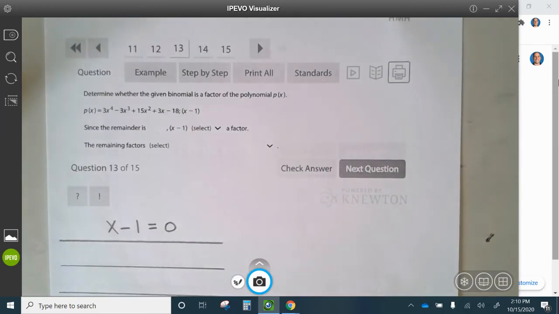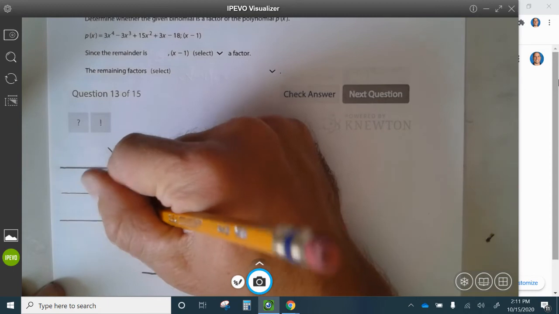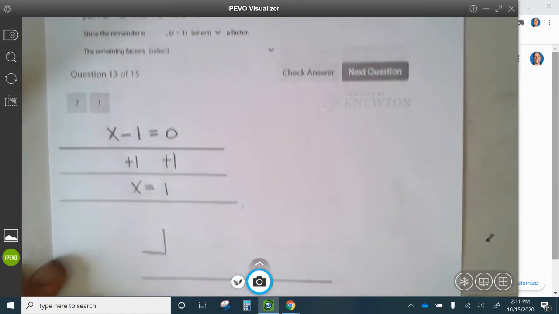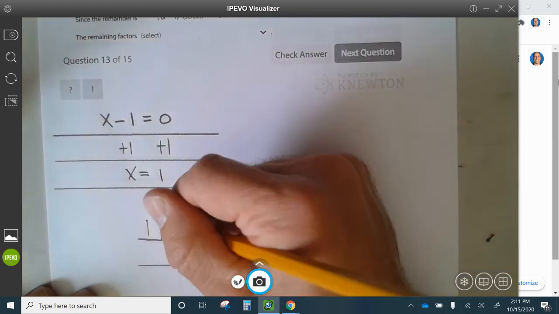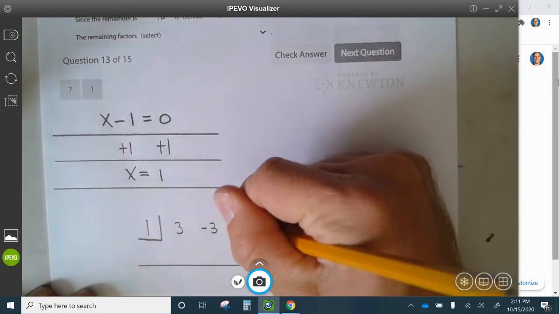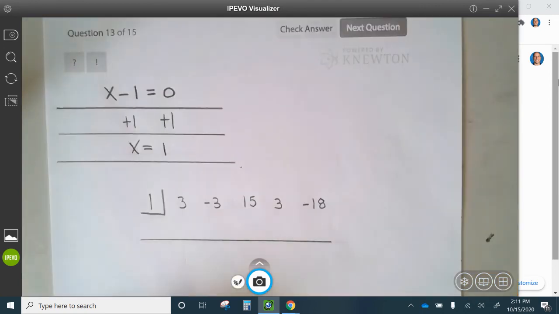Determine whether the given binomial is a factor of the polynomial p of x. The first thing we do is set x minus 1 equal to 0 and solve for x. So we add 1 to both sides, so x equals 1. That's your a value. Bring down the 3, the -3, the 15, the 3, and the -18. Remember, when we do synthetic division, if we get a remainder of 0, then we know that x minus 1 is a factor.